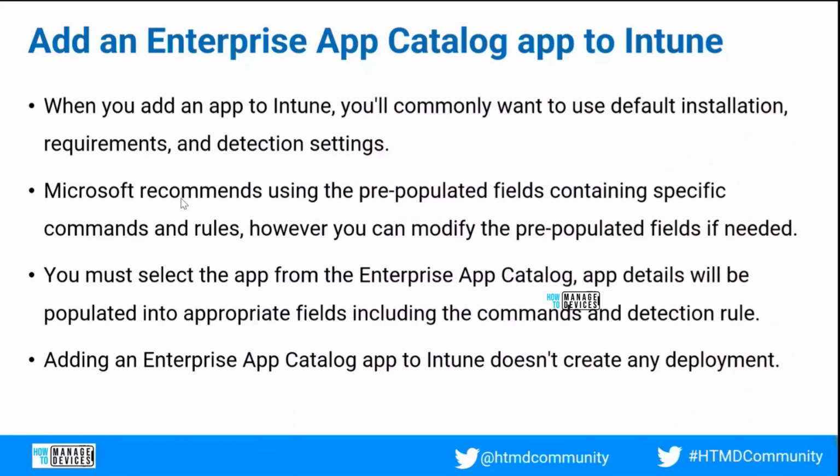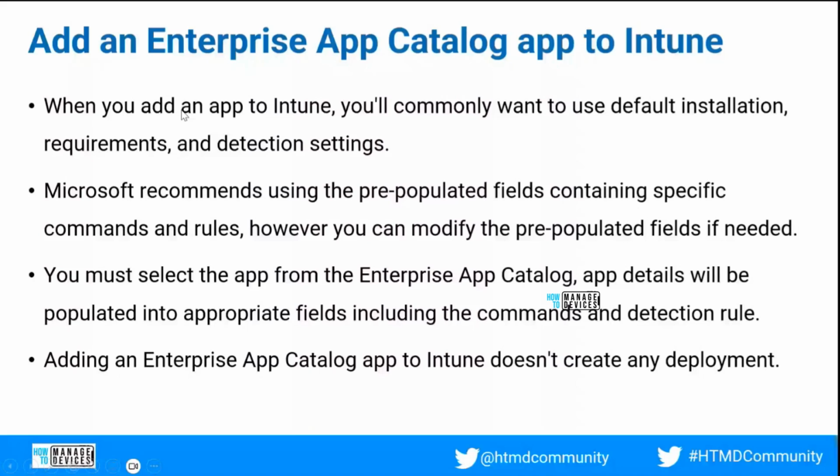Right. You must select the app from the enterprise app catalog. App details will be pre-populated, like I said, including the appropriate fields, the commands and the detection rule. We already discussed this: adding an enterprise app catalog app into Intune doesn't create any deployment. What does it mean? Now you're creating an application, right? If you see my heading here, I'm adding an application into the portal. I'm not doing any deployment here.